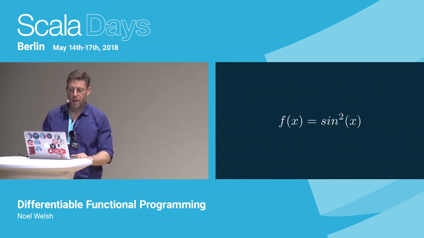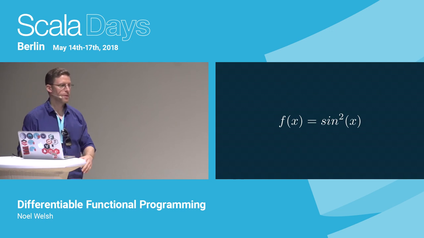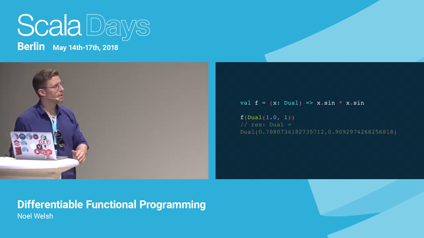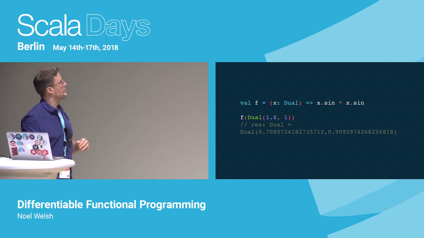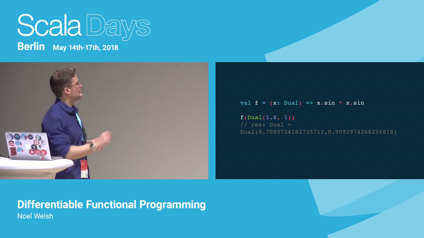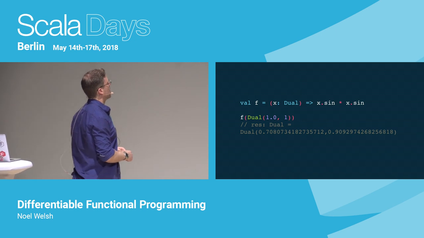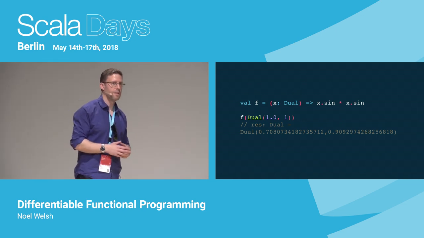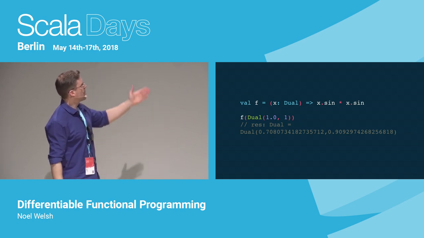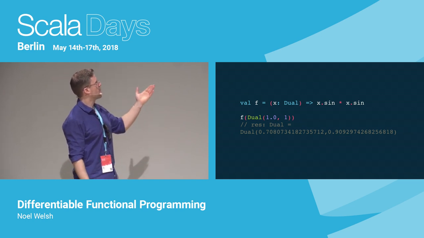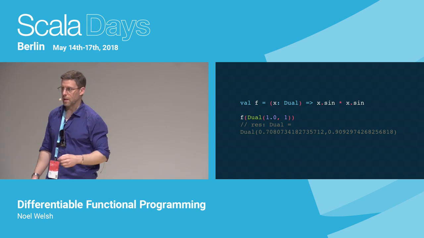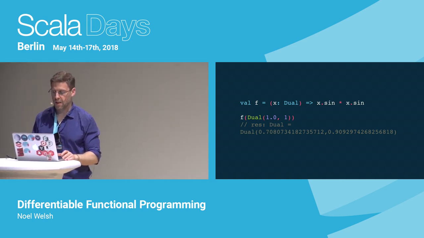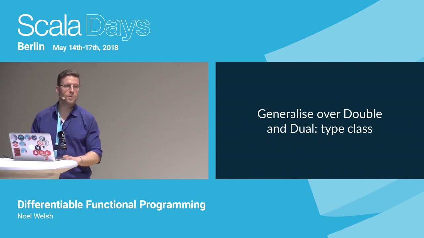All right, so if we have a simple function, let's have sine squared, let's just make it a little bit more complex. We can implement that like so. As you can see, it looks very similar. We'll just run it with the dual number, set one to be our derivative so that we basically start with the identity. And we get back the dual number saying the value is 0.7 and the derivative is 0.9.